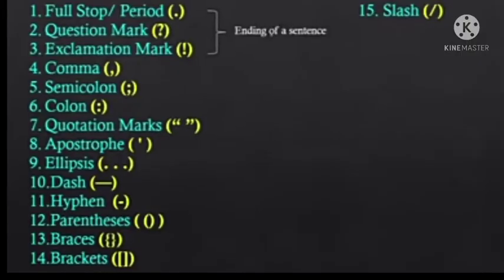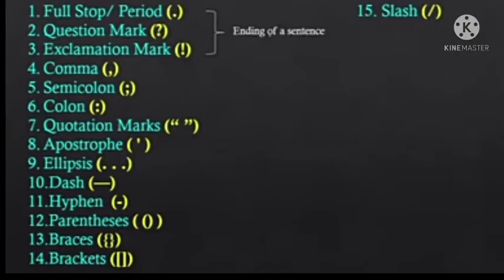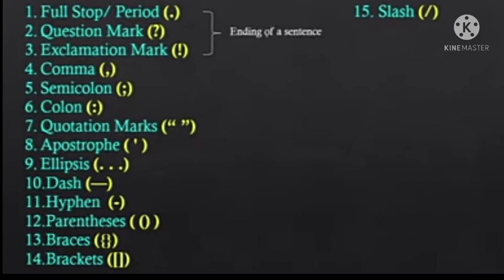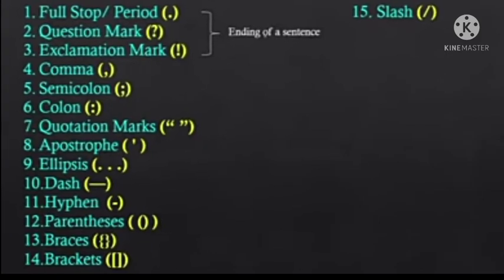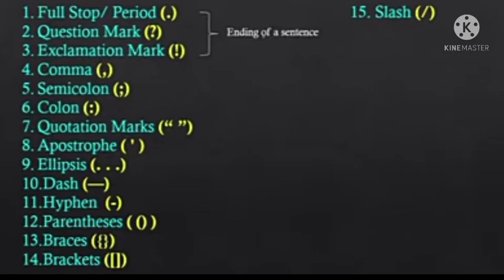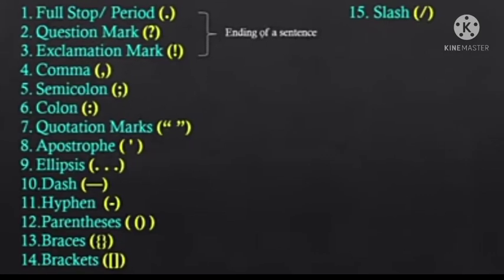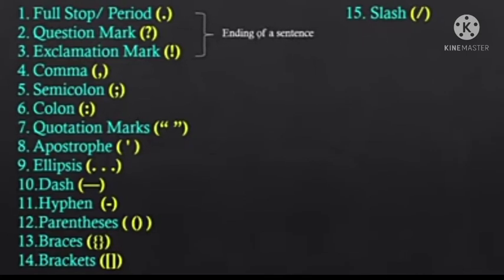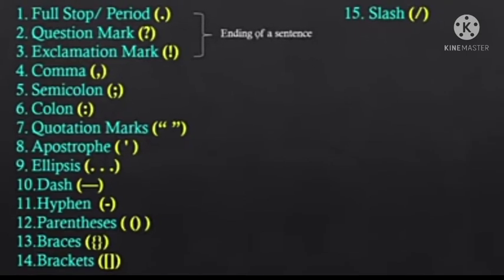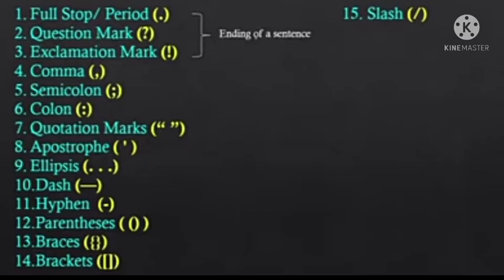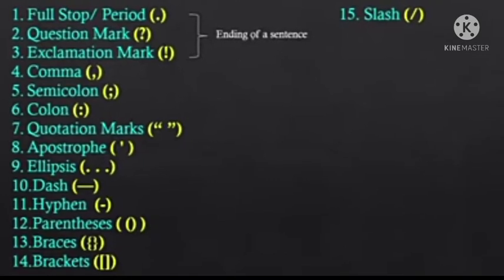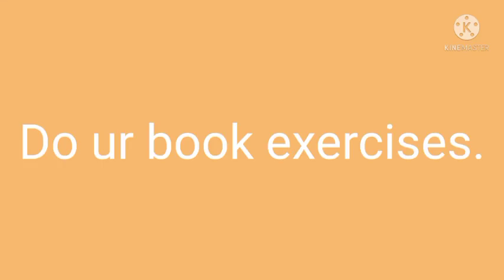So students, you have understood about the chapter punctuation and capital letters, and there are 15 types of punctuation: full stop, question mark, exclamation mark, comma, semicolon, colon, quotation marks, apostrophe, ellipsis, dash, hyphen, parenthesis, brackets, braces, and slash. So students, here your chapter punctuation and capital letters is completed.